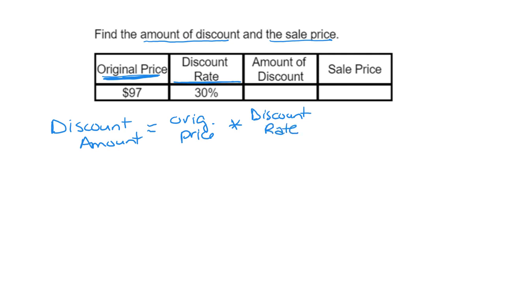So to calculate the answer for this discount amount, I'm going to take $97 times, and what I want to do is change this percent into a decimal. So remember, if we drop the percent symbol and run two places to the left, this becomes 30 hundredths or 3/10. So however you want to write that, this will be 30 hundredths or 3/10. If we multiply these two numbers, we're going to find out that the answer is $29.10.